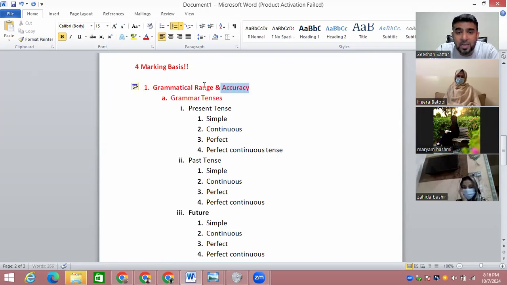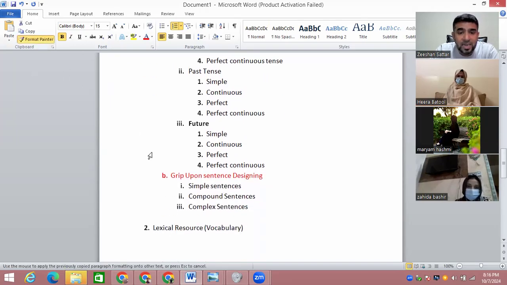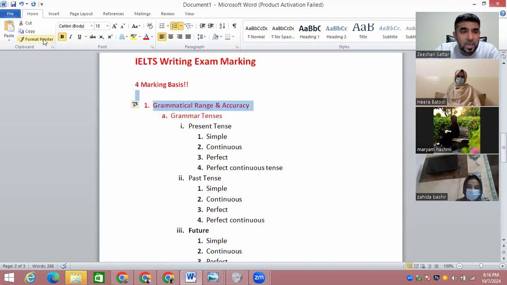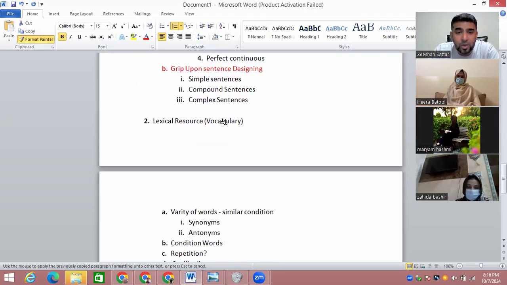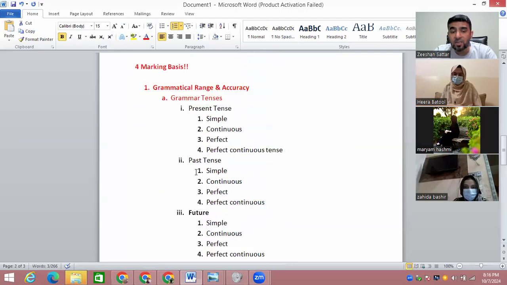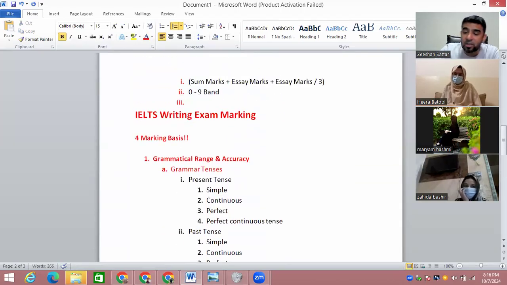The second marking criteria that we need to work on is known as the lexical resource. The third marking criteria that I've told you is coherence and cohesion. And the fourth marking criteria is the task response. All four criteria give us balanced and equal marks. For example, grammatical range and accuracy will give us 2.25 marks out of 9.